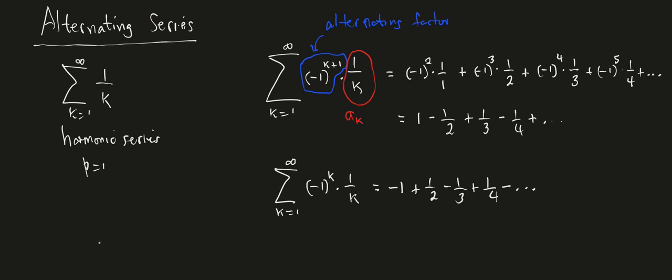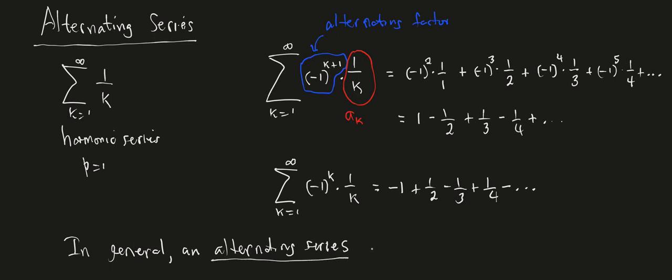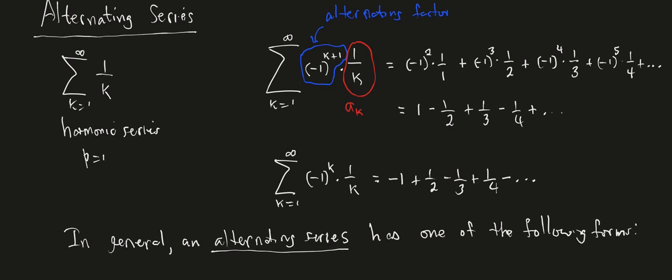So let's go ahead and in general write it down. So in general, an alternating series has one of the following forms. And what do they look like?